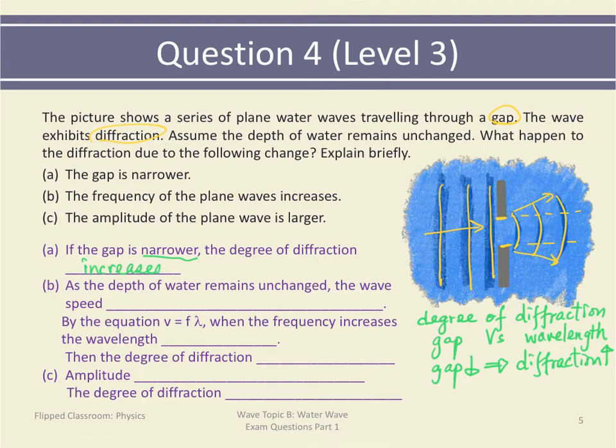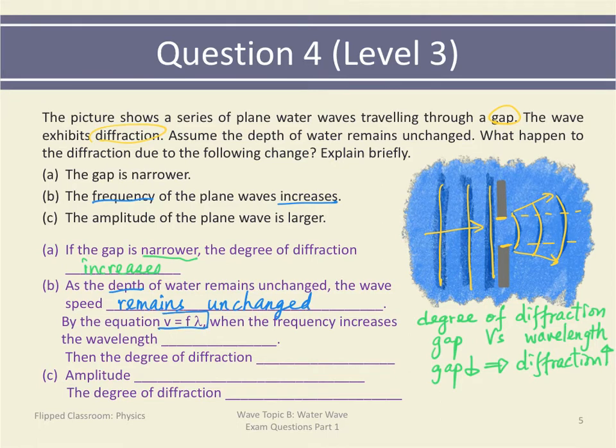Then we go to part B. It's a little bit complicated. We're asked what happens when the frequency increases. Go back to the depth. The depth is unchanged, so the wave speed also remains unchanged.